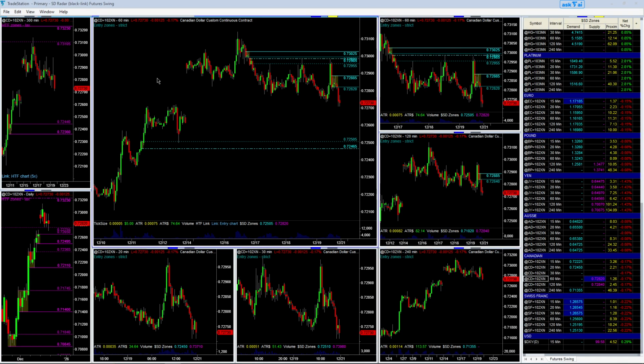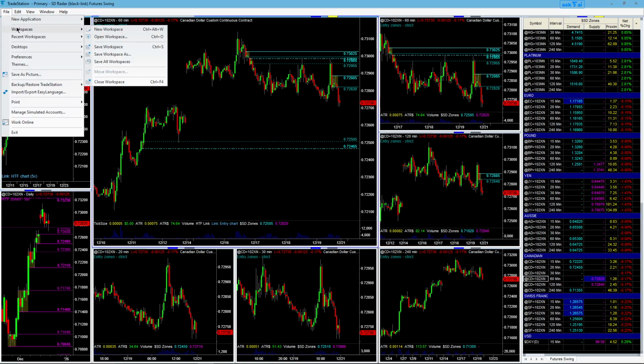As you can see, I still have the black Futures Swing workspace open from earlier, and that's deliberate because I want to stress the importance of keeping the number of open SD Radar workspaces to a minimum, particularly demanding ones, and none are more demanding than the new Ticks workspace. So let's close this one.